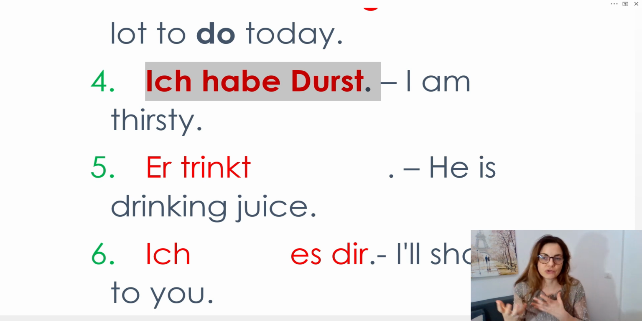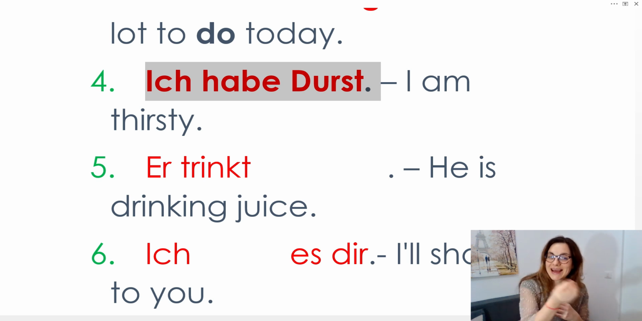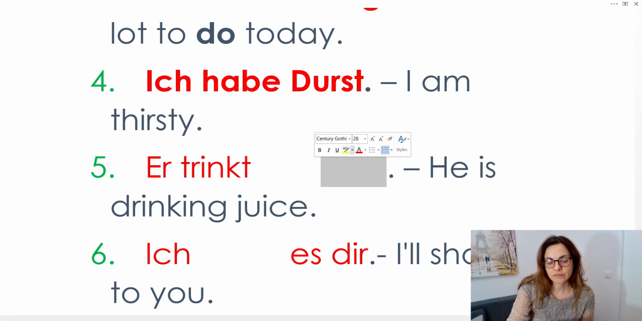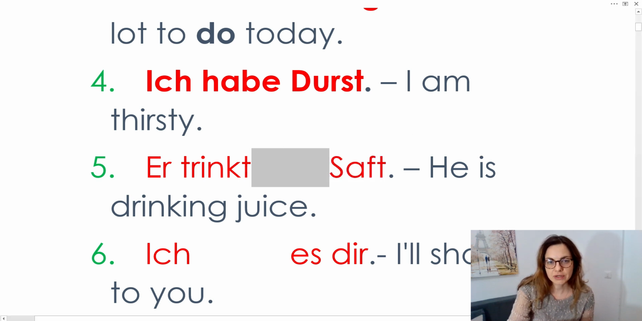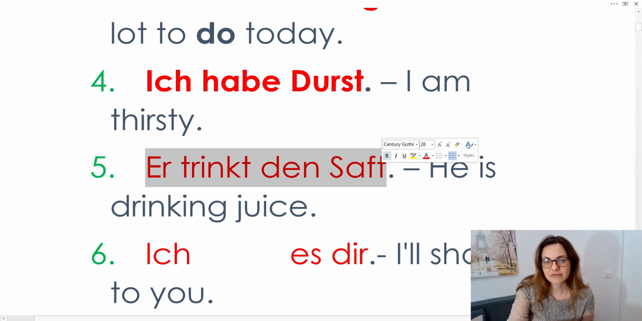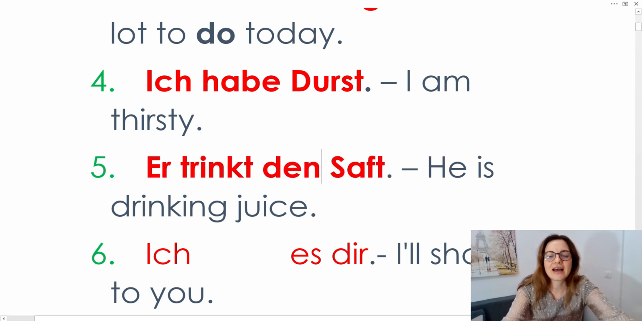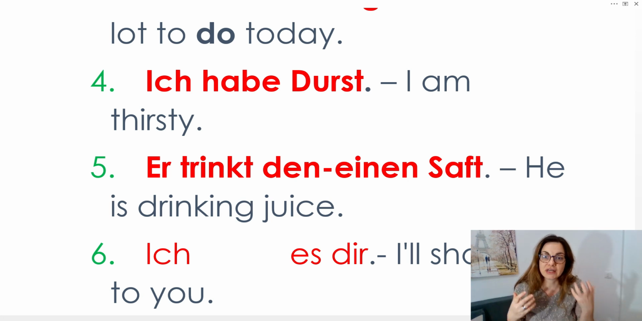And number five is he's drinking juice. He is drinking, or he drinks juice. Trinkt. We can only say juice, and that's Saft. Or here I think it's the indefinite article in accusative form because it is the object. Ich trinke was? Einen Saft. So he is drinking juice. Trinkt den Saft. Actually, definite article. Einen oder den Saft. He's drinking a juice, the juice. Trinkt den Saft. Trinkt einen Saft.